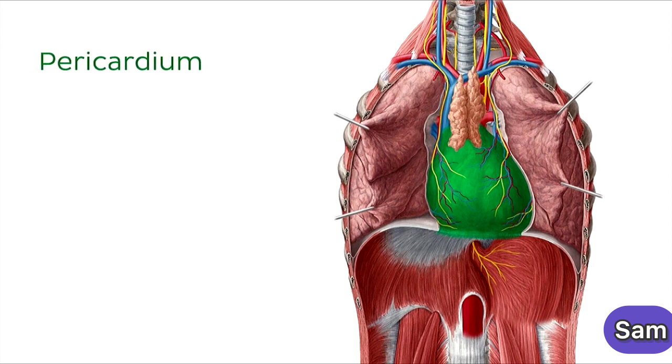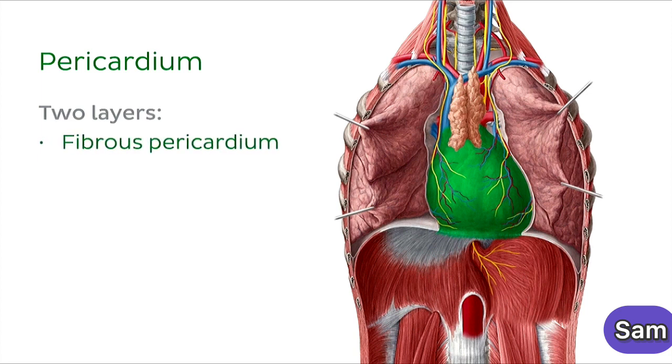So we're going to start with a structure that we saw at the beginning of the video, and that's the pericardium. This layer of tissue forms a sac around the heart and actually has two layers, the fibrous pericardium and the serous pericardium. What we see highlighted now is the fibrous pericardium, which is the more superficial of the two layers.